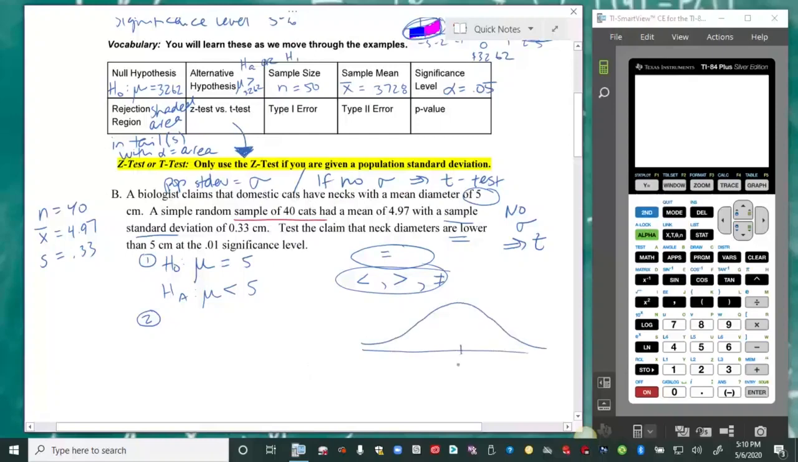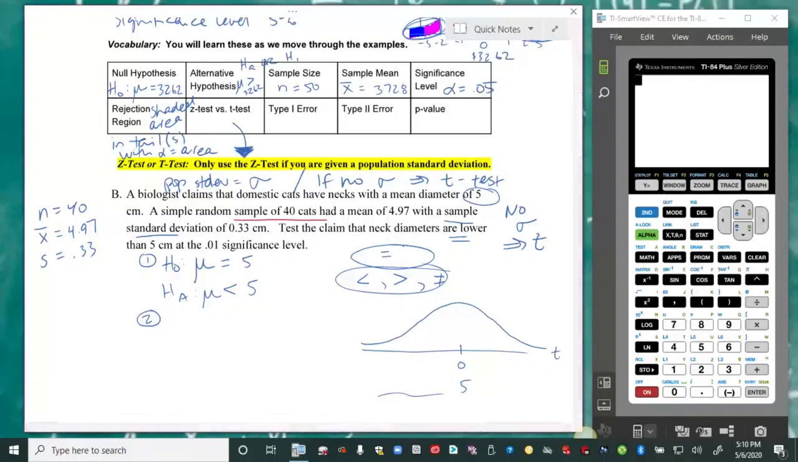My expected value, this is where t would equal 0. My expected value is 5. Those are my actual neck diameters. The value that we have is 4.97, so it lives over here on the left somewhere. I'm not exactly sure where. I'm going to put that in here in a minute.